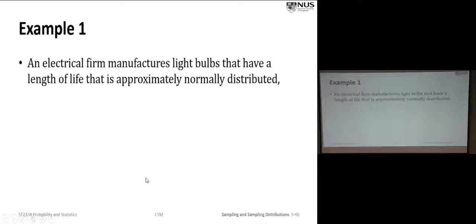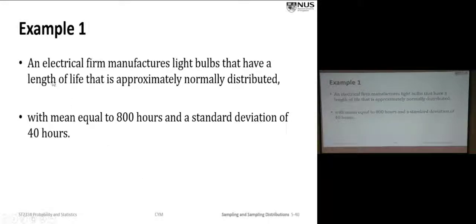All right, so let's look at how we can use these theorems. Now we have a firm that produces light bulbs, and the lifetime is supposed to be normally distributed with mean 800 and standard deviation 40. So if X is the lifetime, then X is approximately normal. This is the original X. That means X, referring to the lifetime of each individual light bulb, follows a normal distribution with mean 800 and variance 40 square.